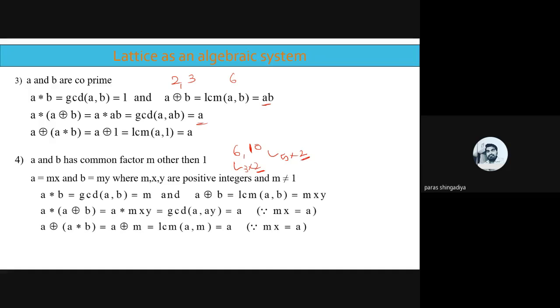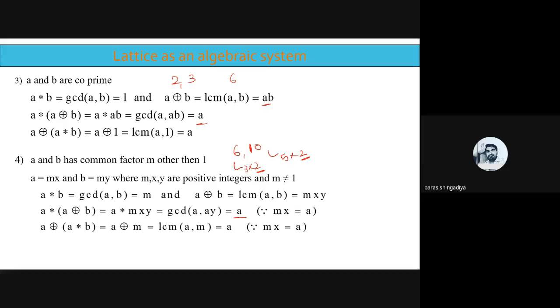And for that, we will check A star B. So what is the answer of A star B? What is common in A and B? That is M only. So the answer is equal to M. And A ring sum B means LCM of A, B. So it will be the product of all three, with M considered only one time. It's X into Y. So MXY will be the LCM. And A star (A ring sum B) is equal to A star MXY. Using MX equal to A, it becomes GCD of A comma AY, and GCD of A comma AY is equal to A.